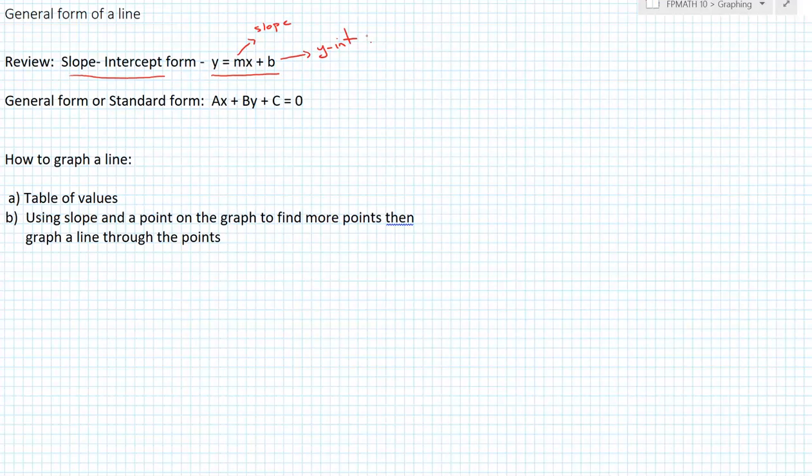If you have the slope of a line, and you have a y-intercept as a coordinate or the value, you can plug it in there in place of m and in place of b, and then have the equation of a line in slope-intercept form.